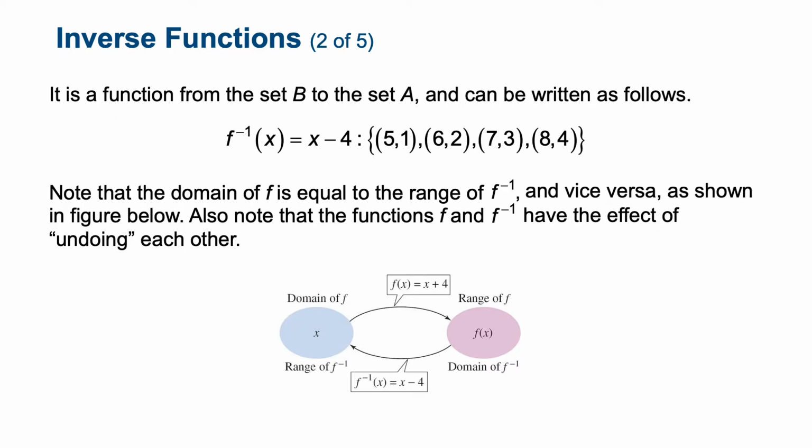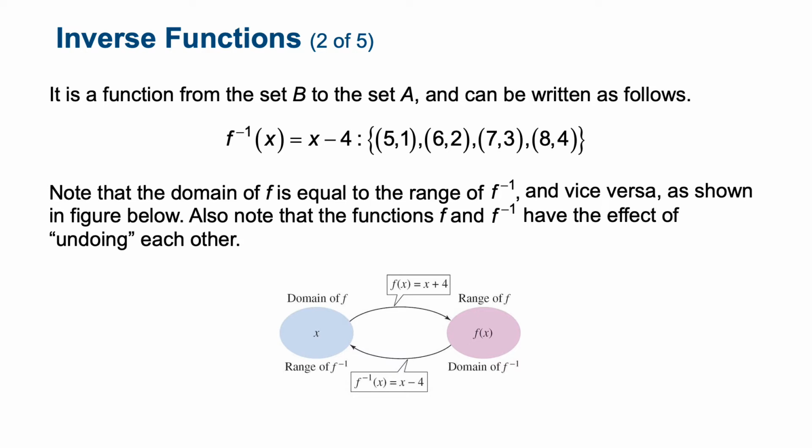Okay, so the function f inverse would take set B to the set A, and it would be written where we basically switch x's and y's. So it would be x minus 4, where 5 takes us to 1, 6, f inverse takes us back to 2, 7, f inverse, 7 minus 4 would be 3, 8 minus 4 would be 4, okay? So here's a good picture, okay?